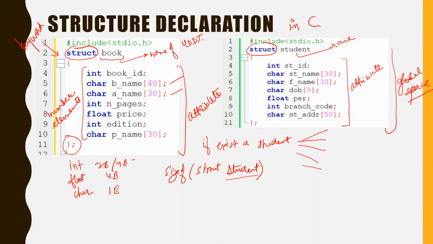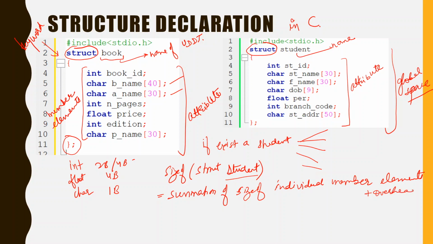Okay, now size of struct student is equal to the summation of sizes of individual member elements, plus some overhead which is required in some programming languages for alignment purposes.